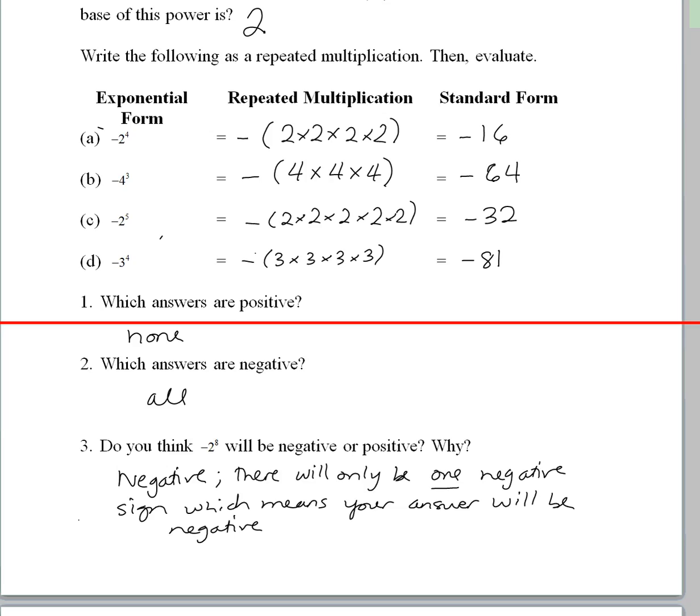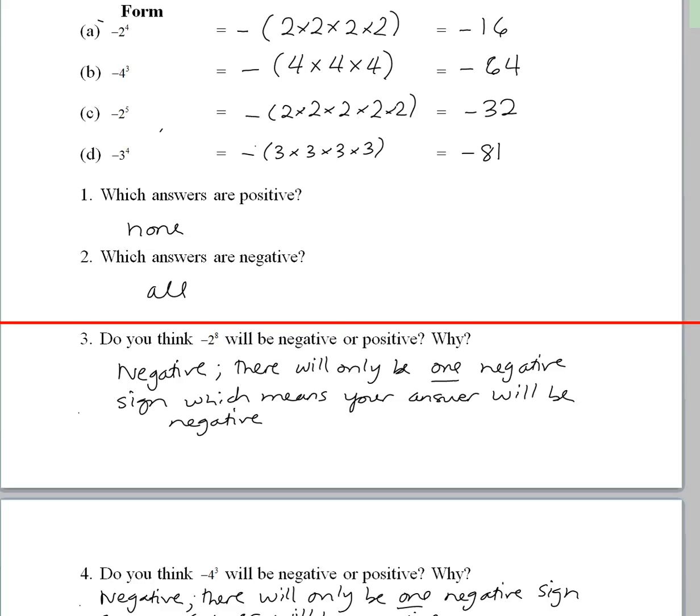So if we look at the answers, what you're going to notice is all of them result in negative answers. The reason for that is the negative sign does not repeat, and so the negative sign only occurs once. So the question, which answers are positive, the answer would be none, and which answers are negative, all of them are.